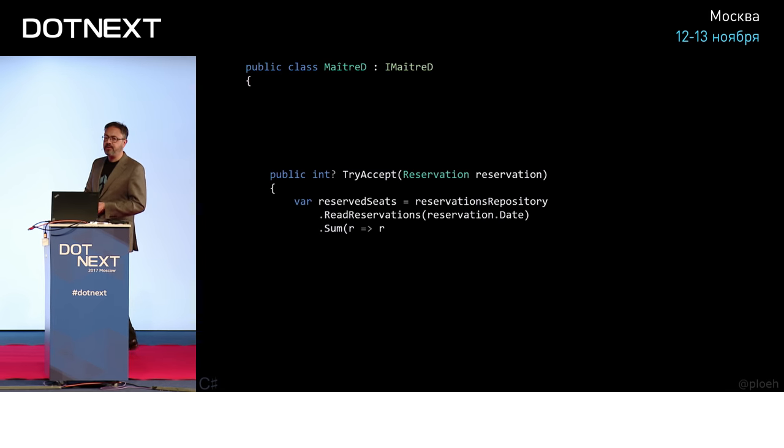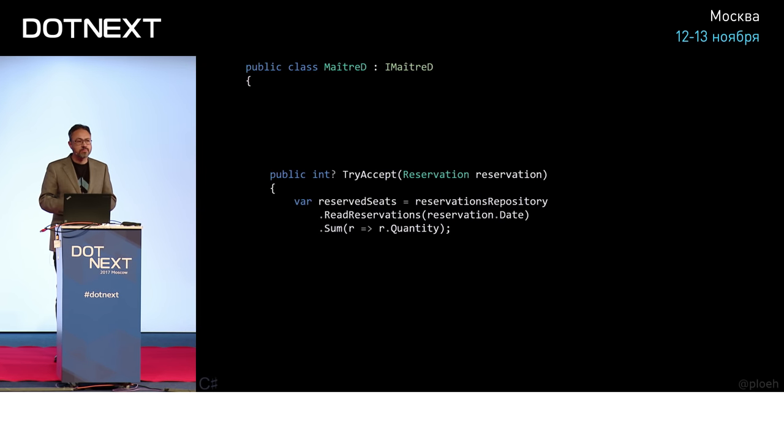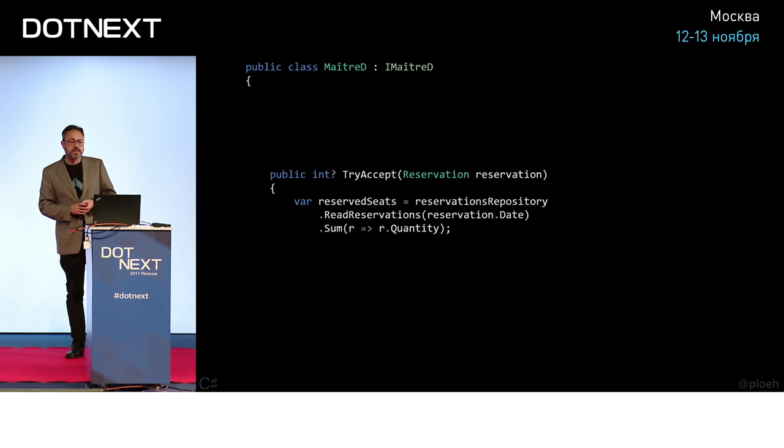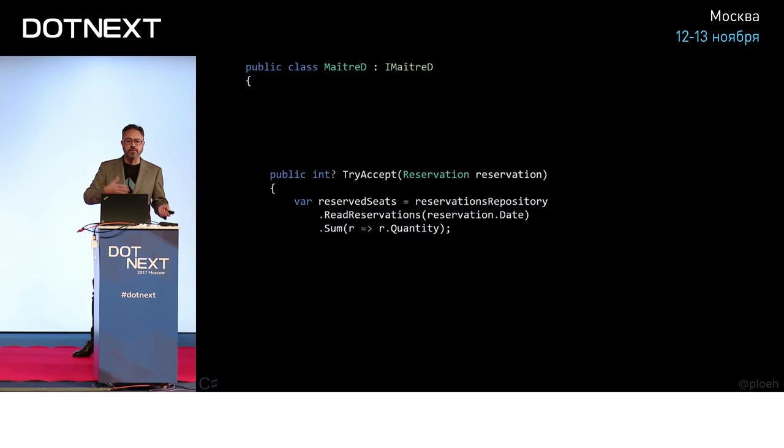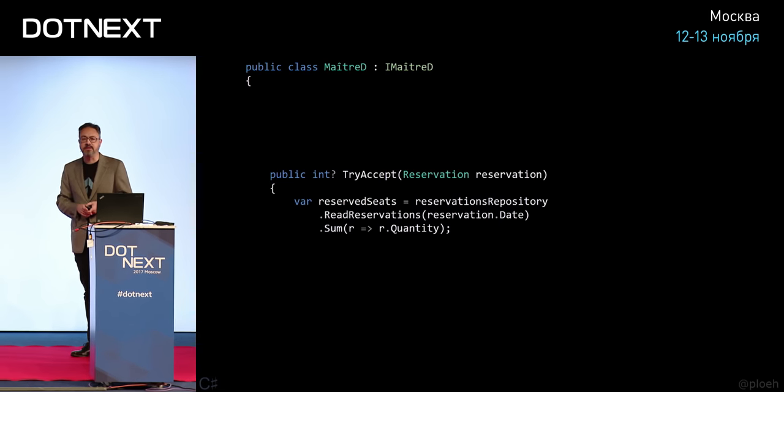The first thing we need to figure out is how many reservations we already have. I'll be interacting here with the reservations repository, and I'll ask it to read the reservations for a particular date, and I'm just going to do a sum over all the quantities. So reserved seats is just an integer: the number of reserved seats for that particular date.